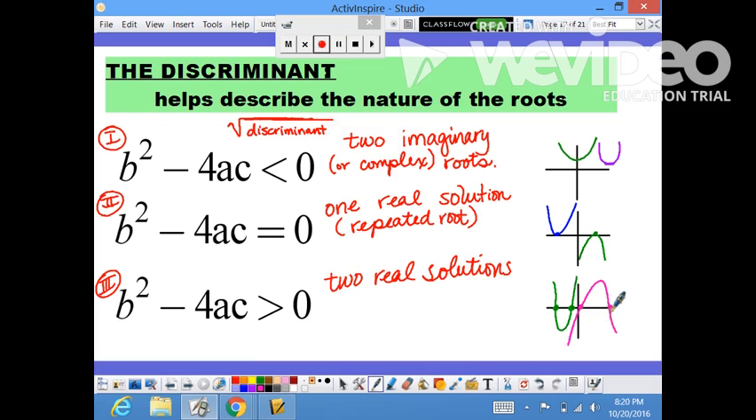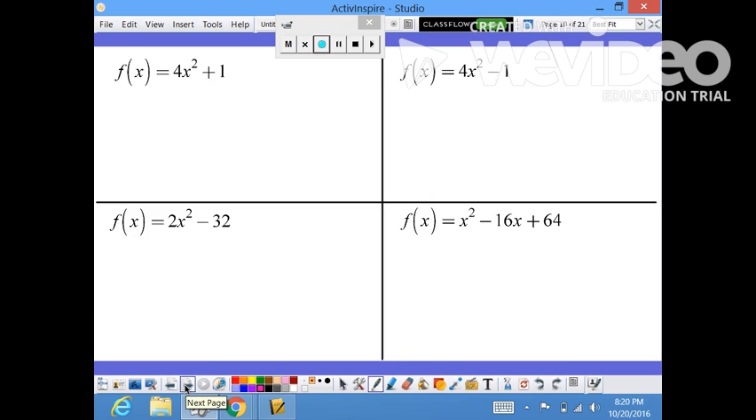Okay. Well, of course, we have some examples here. I brought a couple of old friends back out from our former quiz to help us out with the discriminant. So we have f of x equals 4x squared plus 1. Just like you did for the quadratic formula, list out what your a is, what your b is, and what your c is. Nothing changes. This is still part of the quadratic formula. So in this case, a is 4, b looks like it's 0, and c is 1.